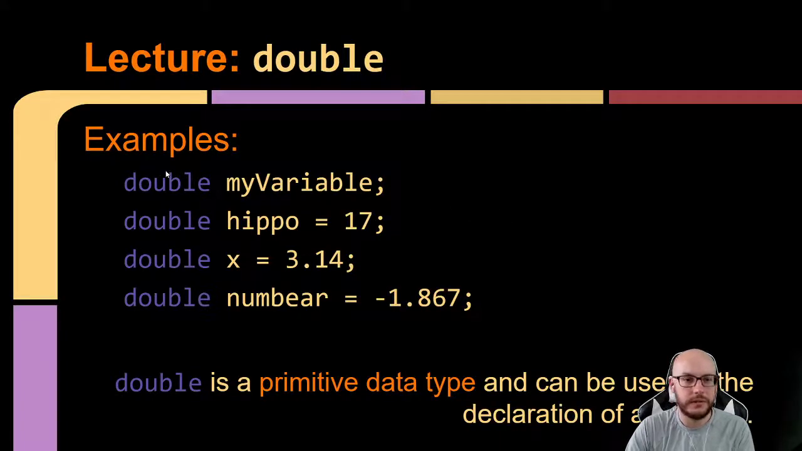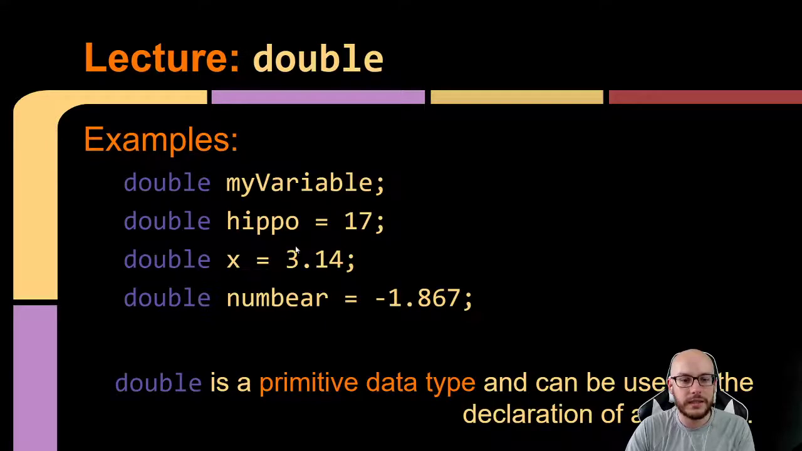Here are some examples of its use. Here I'm declaring a double called my variable, not assigning it a value, not initializing it, just declaring. I'm creating a box, and the way we'll refer to that box is my variable. Here I'm creating a double called hippo and giving it a value right away. Notice that it's 17, right? That's an integer, that's a whole number. I can save integers or whole numbers into these variables. Keep in mind, however, that once it's in this variable, it'll be treated as 17.0, right? If I was to print hippo, we would see in the console and the output 17.0.